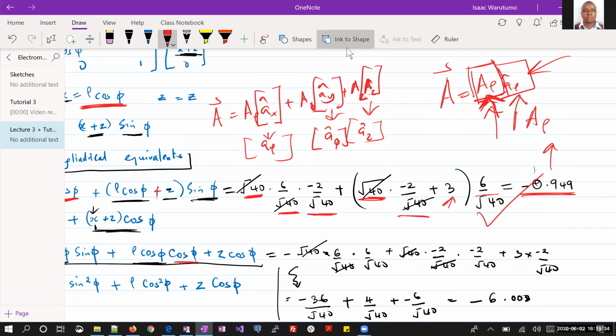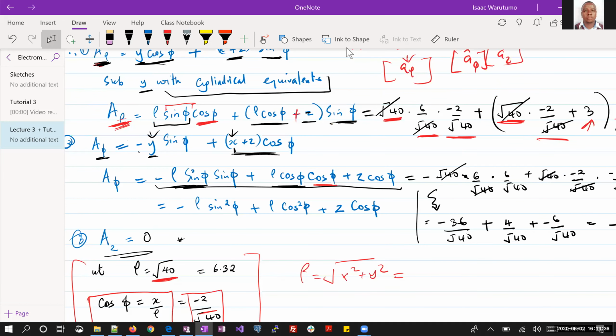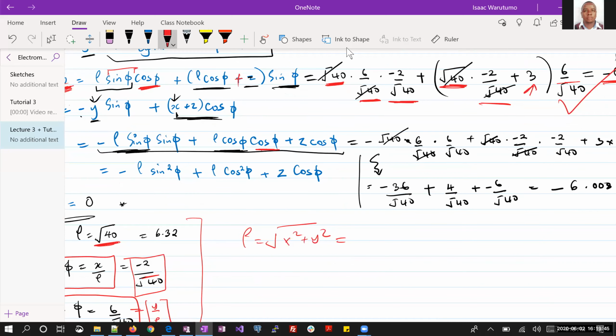And now we can use the same parameters that we have used to get what becomes my a phi. Just to remind you that we are doing this directly: rho is equal to root 40, sine phi is equal to plus 6 over root 40. Sine phi is the same. So I just opted not to put them under the square, like I have put them here, because it is much easier to work with them that way.